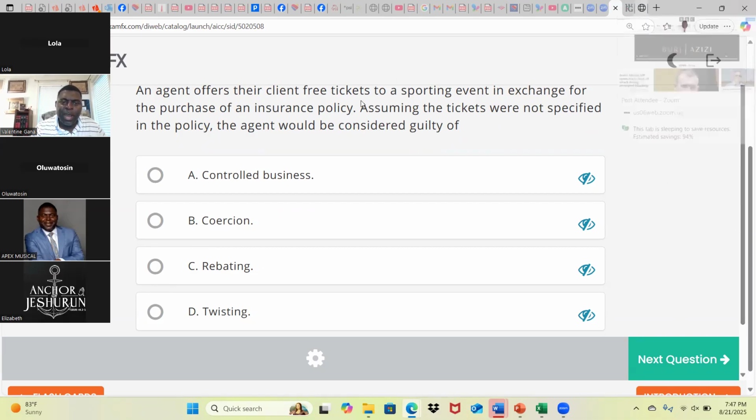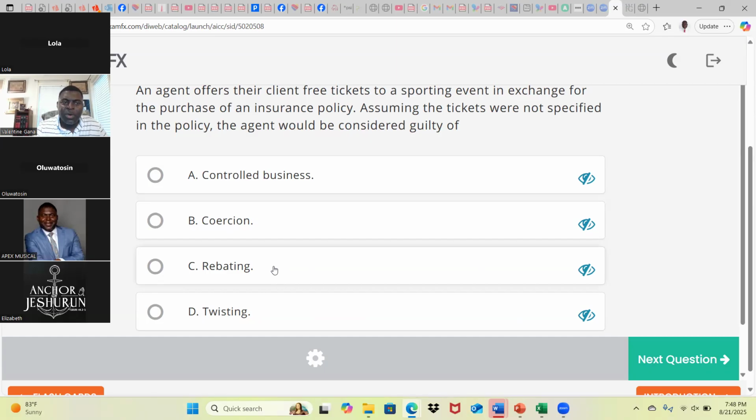Very true. Rebating is defined as offering something of material value to induce somebody to buy a policy. In this case, free tickets to a sporting event, that is rebating, and that's an illegal practice. But it's very important for us to understand these other terminologies. Usually when I find a question that has terminologies that might come in the exam, it's very good for us to understand what those terms mean.